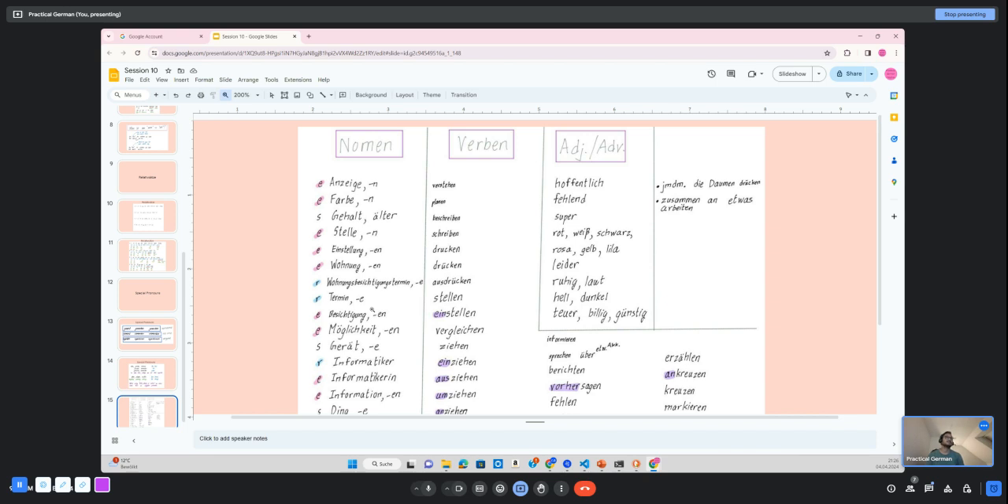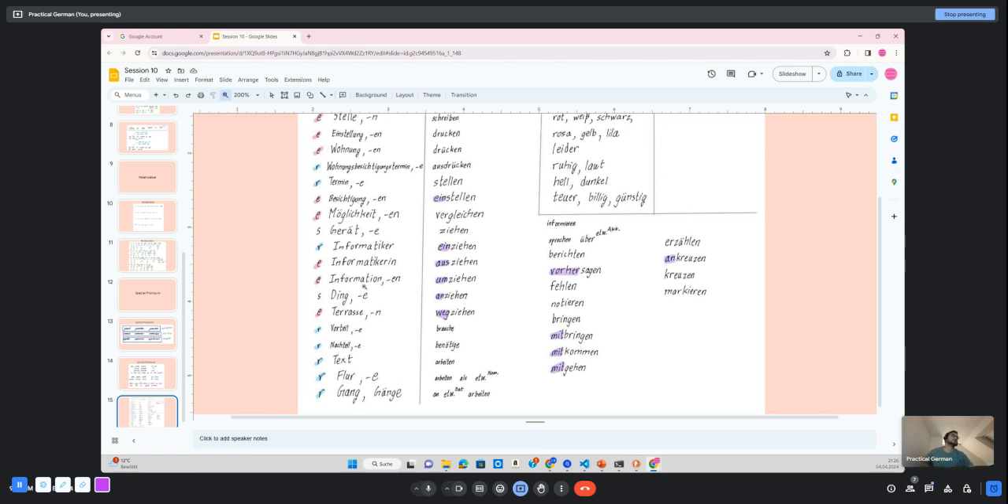Der Informatiker, the informatics guy, or IT guy, right? Like IT woman, not exactly, but you know what I mean. Die Information. Das Ding, the thing. This noun Ding is very useful. If you don't know the German word for something, use Ding. Thing, not something.